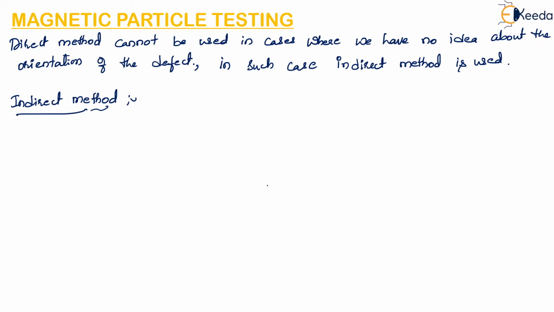This can be done in two forms. The first one is passing a high current through a coil that encircles the subject. So there will be a coil encircling the subject or the component, and through this coil we pass the current.